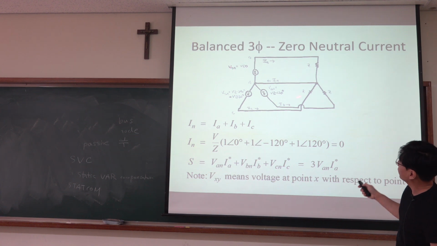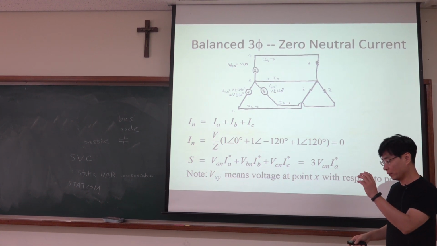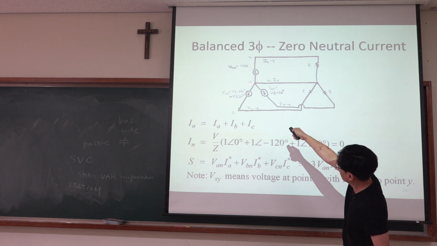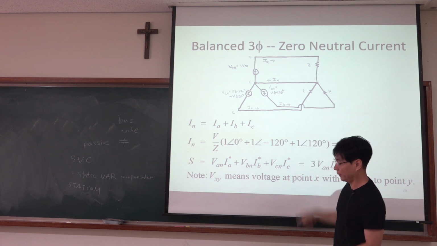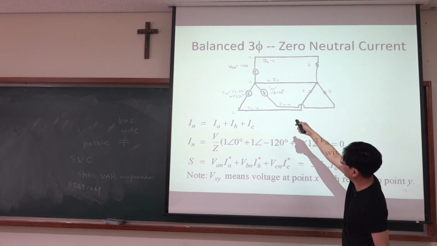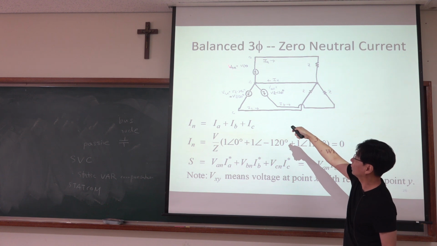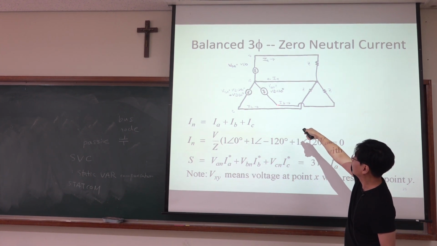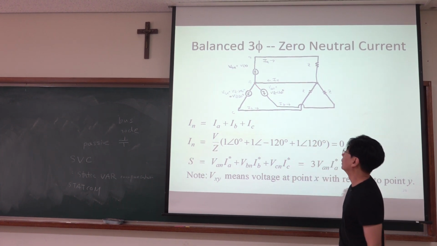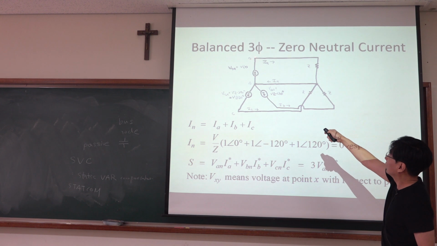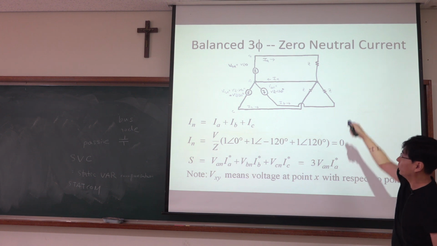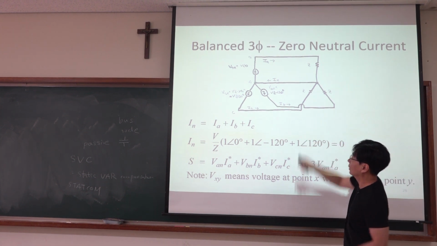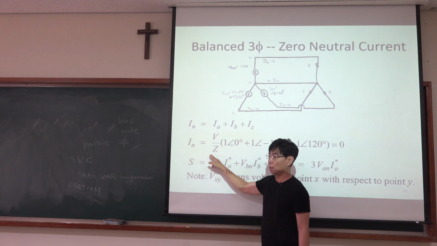By the way, here the notation VAN is: this is node N, and the voltage difference VAN is the voltage at this point with respect to this node. And then this is VBN, the voltage here with respect to that point. So we know the voltage here and there, and we know this impedance. Then we can compute the IA like this, and IB.